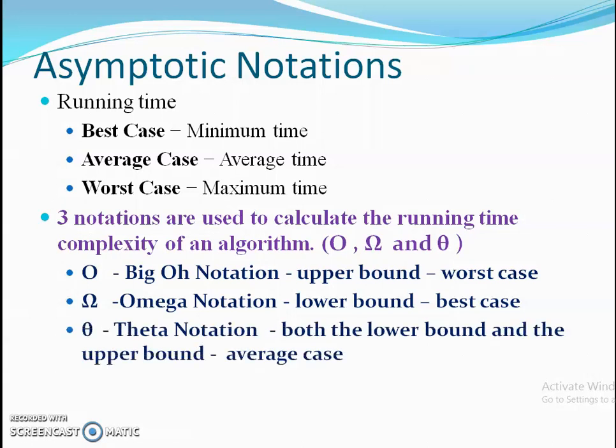And big theta is called the tight bound. It represents both the lower bound and the upper bound. That's why big theta notation is used to represent the average case. We probably don't use big omega notation, because we can't expect the algorithm to execute within the best case. That's why it should not be used in time complexity.